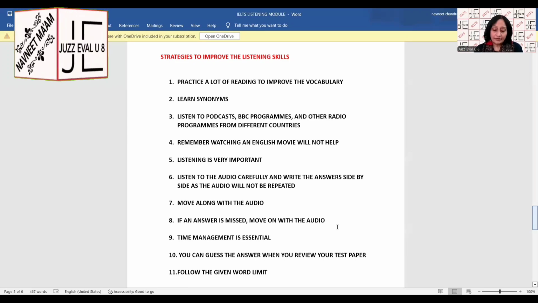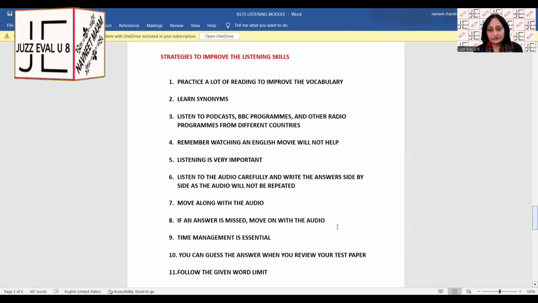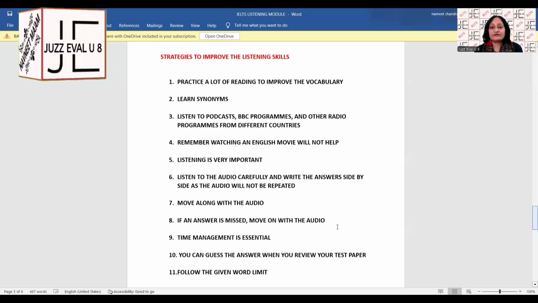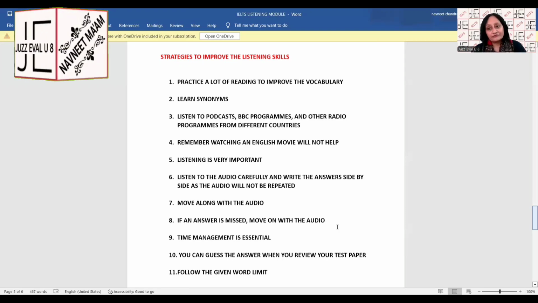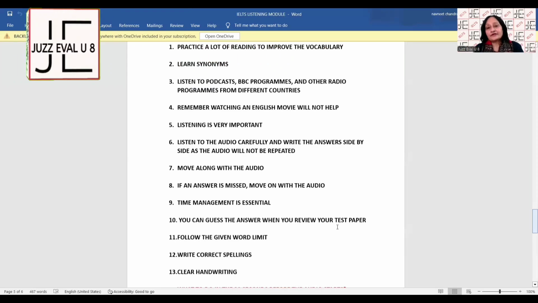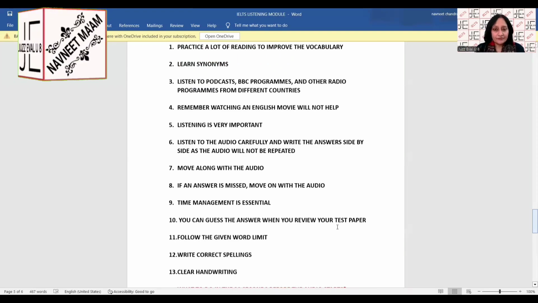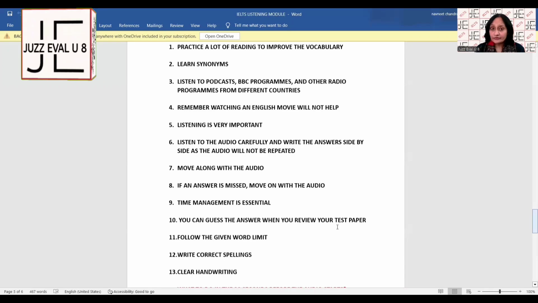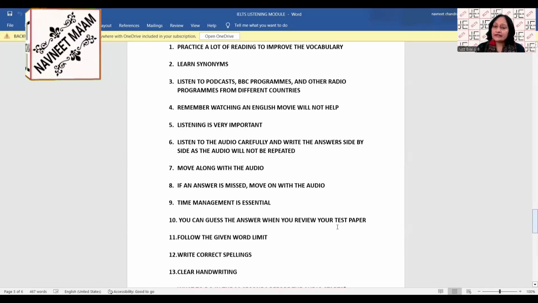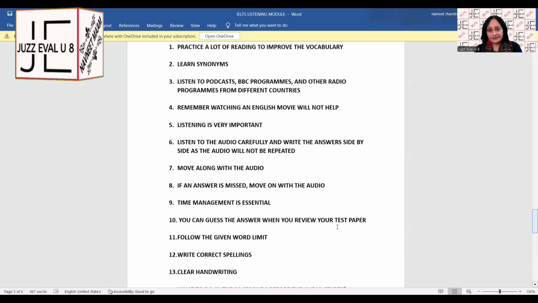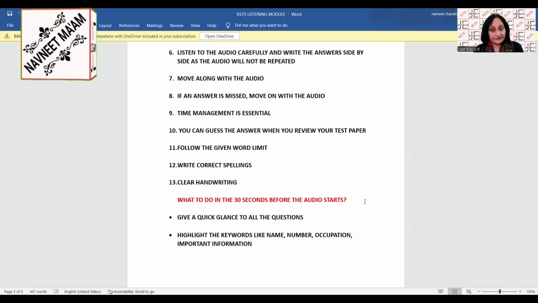And then you have to manage your time. You have to move with the audio as mentioned. So, time management is very, very essential. And also follow the word limit. Write correct spellings, and you should have clear handwriting. If your handwriting is not good, better to write in bold letters so that the examiner knows what you're trying to say.